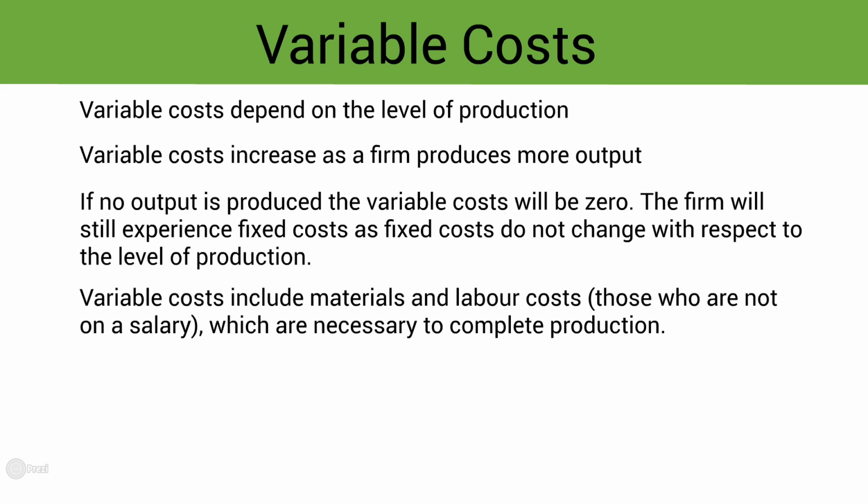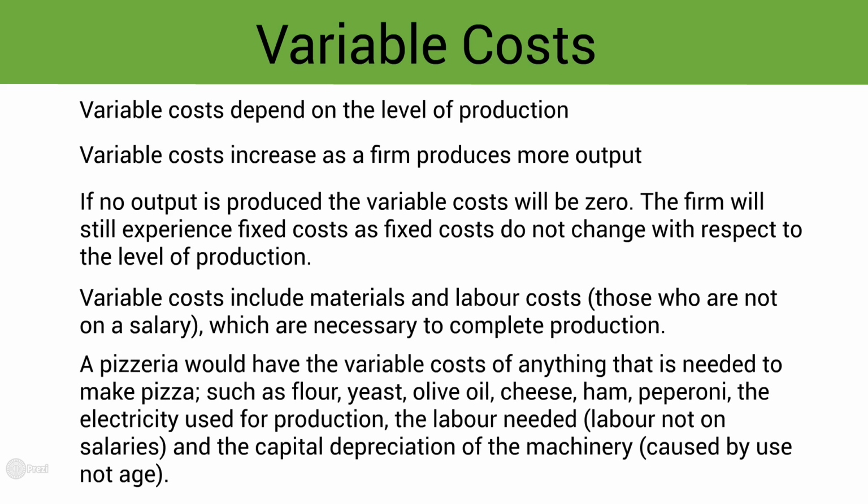Variable costs include materials and labour costs which are necessary to complete production. These labour costs come from those labourers that are on hourly wages rather than salaries, as salaries count as a fixed cost. Let's take an example of a pizzeria. A pizzeria would have the variable cost of anything that is needed to make a pizza, such as flour, yeast, olive oil, cheese, ham, pepperoni, the electricity that is used for production, the labour that makes the pizza, the labour that's on an hourly wage, not a salary, and the capital depreciation of the machine. These would all count as variable costs for the pizzeria.